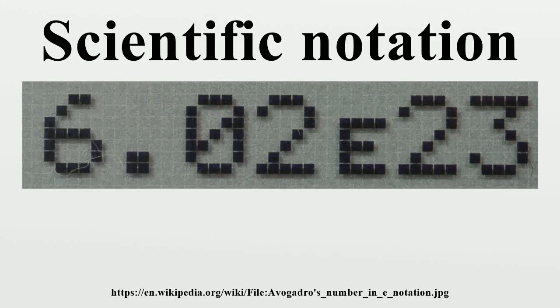Scientific notation is a way of expressing numbers that are too big or too small to be conveniently written in decimal form. It is commonly used by scientists, mathematicians and engineers. On scientific calculators it is known as Sci display mode.